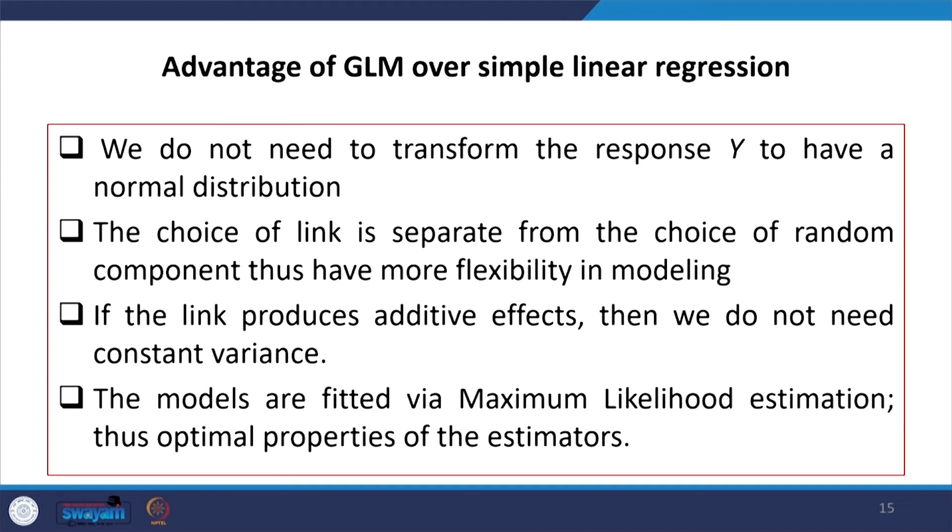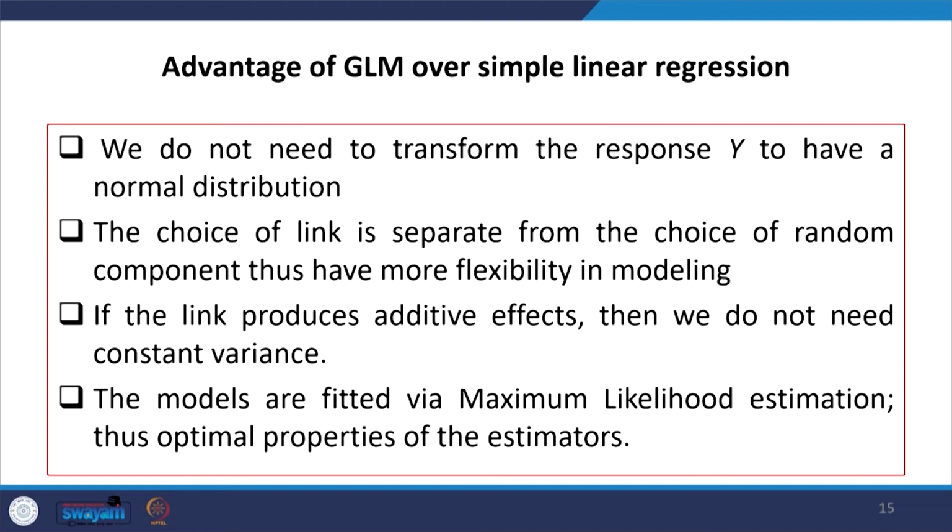First, we do not need to transform the response y to have a normal distribution. The GLM command itself will automatically deal with this transformation. The choice of link is separate from the choice of random component, thus we have more flexibility in modeling. The link function that we usually carry from the beginning, maybe like log transformation or logit, we need to think very carefully about, but with the GLM command, at the end we can specify the link function and derive the result.